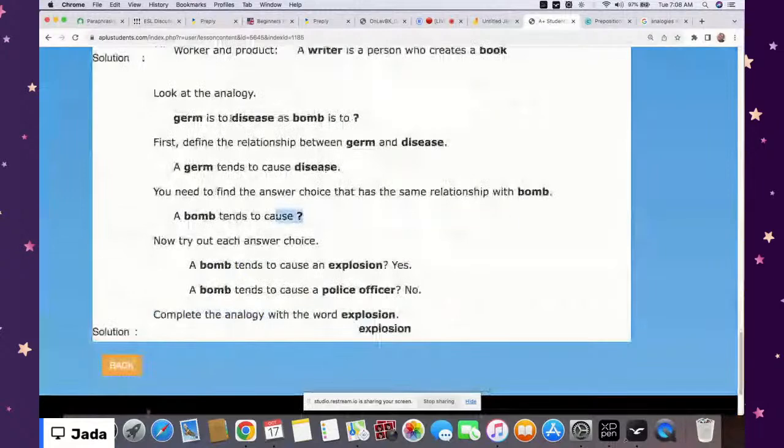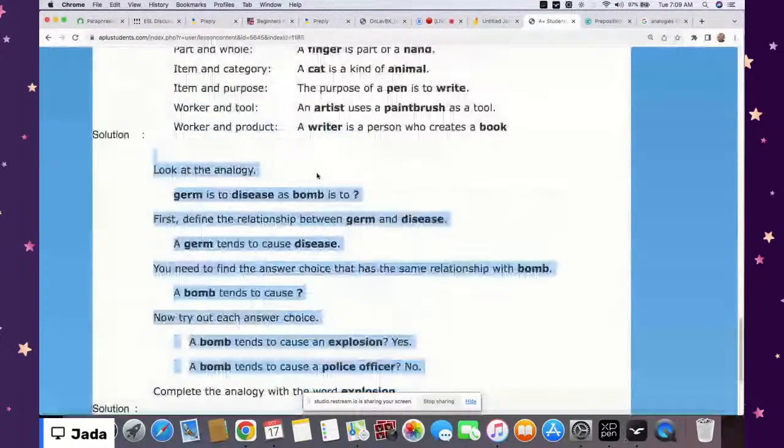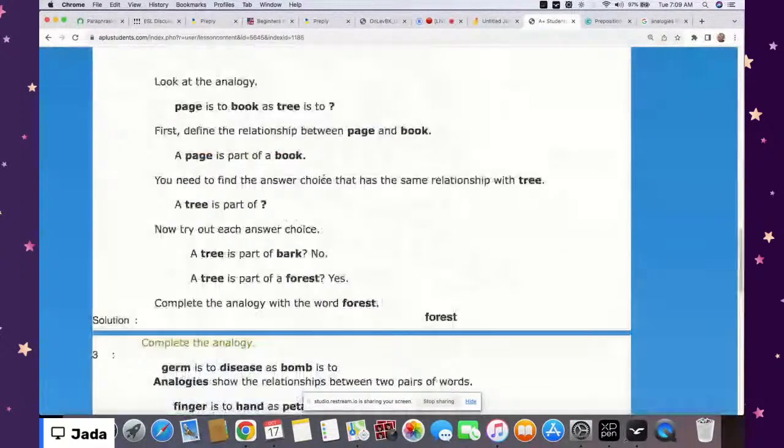Just like we have germ is to disease as bomb is to what? Define the relationship between germ and disease. Germ tends to cause disease, so this is just cause and effect, right? You need to find the answer choice that has the same relationship with bomb. If germs cause diseases, bomb is causing what? Explosion. Yes, right? So once there's a bomb planted somewhere, an explosion.